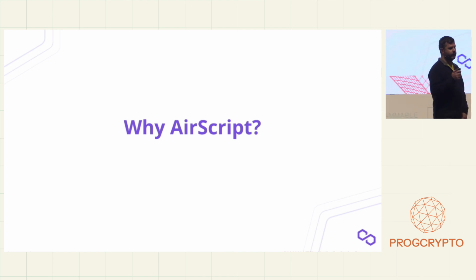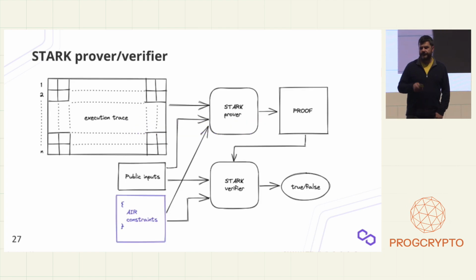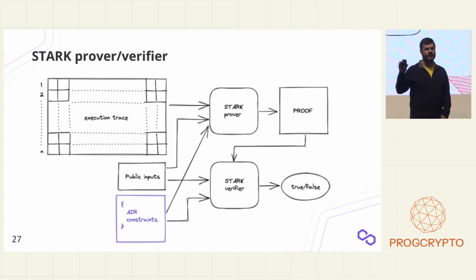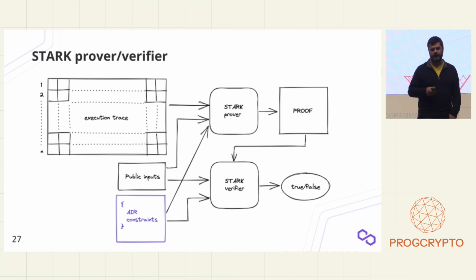So why do we want to work on AirScript? Why AirScript in the first place? This is another view of the start proving and verifying process, and basically this is to illustrate, so the top part is similar, although simplified, to what I showed before, where you have the execution trace, it goes into the prover, and the proof comes out.